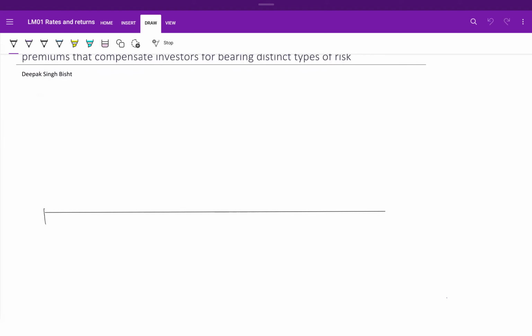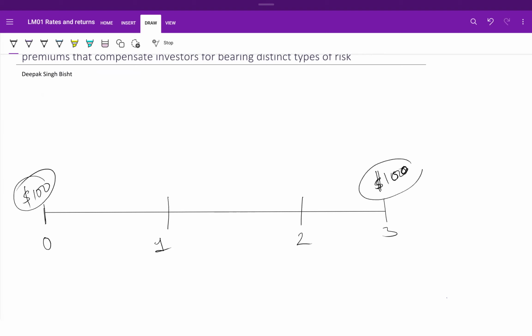Let's assume that you have $100 today and you have an option to receive $100 after 3 years. One, two, and three. At time zero, you have $100, and I'm asking you whether you would want $100 today or you would want $100 after 3 years. So it's obvious that you would prefer $100 today, and even though you have the same amount in both the cases, you will prefer $100 today only.